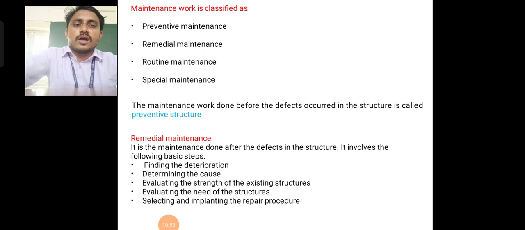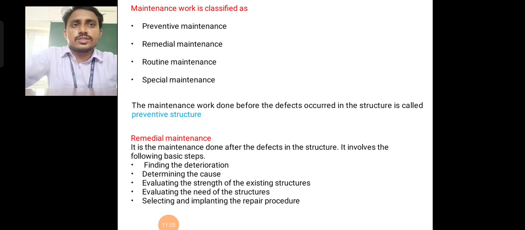And the next and last one, after checking the need of the structures and the recommended values of strength: if the structure does not meet the recommendation, or if the structure loses its strength, then at this time you choose the selection of materials and implement the repair procedure.